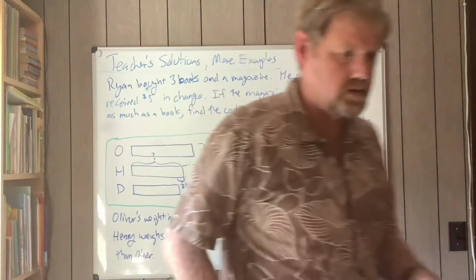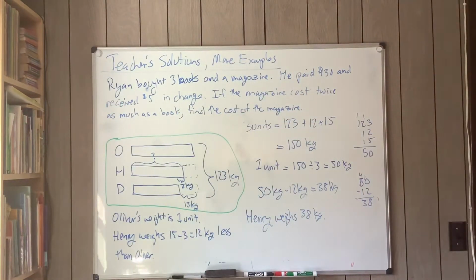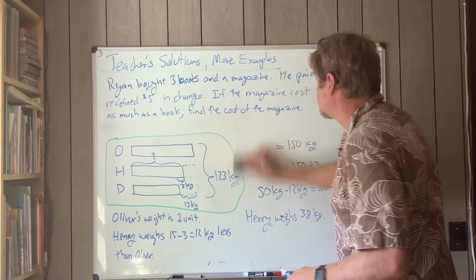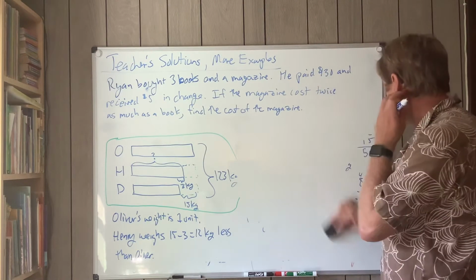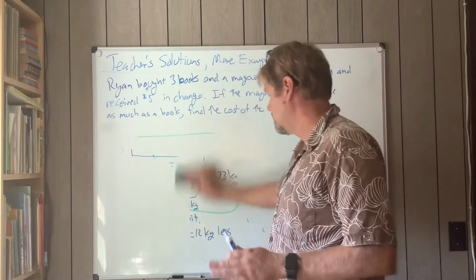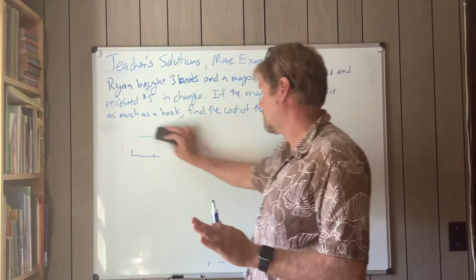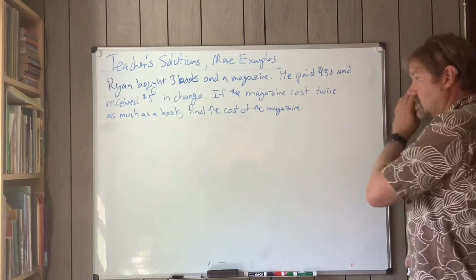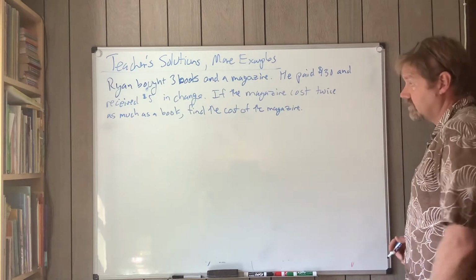Okay. So Ryan bought 3 books and a magazine. He paid $30 and received $5 in change. Hold that for a sec. We're going to deal with that a bit. If the magazine costs twice as much as a book, find the cost of the magazine.